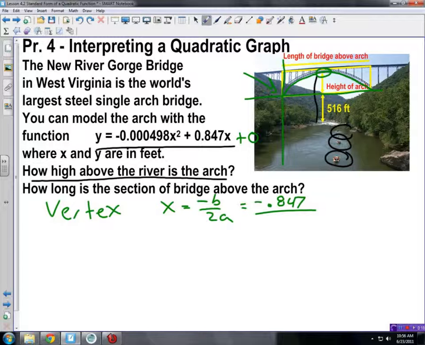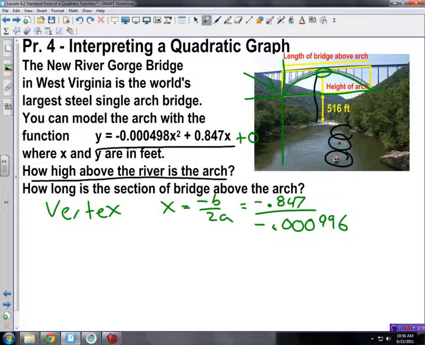Calculator working. There we go. All right, 2 times negative 0.000498. You guys can do this too to see that that will equal negative 0.000996.